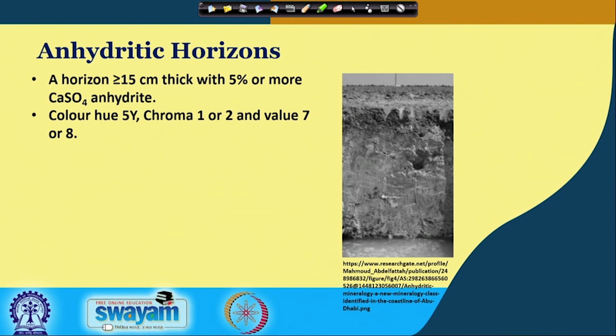Its hue is 5Y, which is a dominant spectral color, chroma is 1 or 2, which is purity of the color, and value is 7 or 8, which is degree of darkness or lightness. So, this is an example of anhydritic horizon.